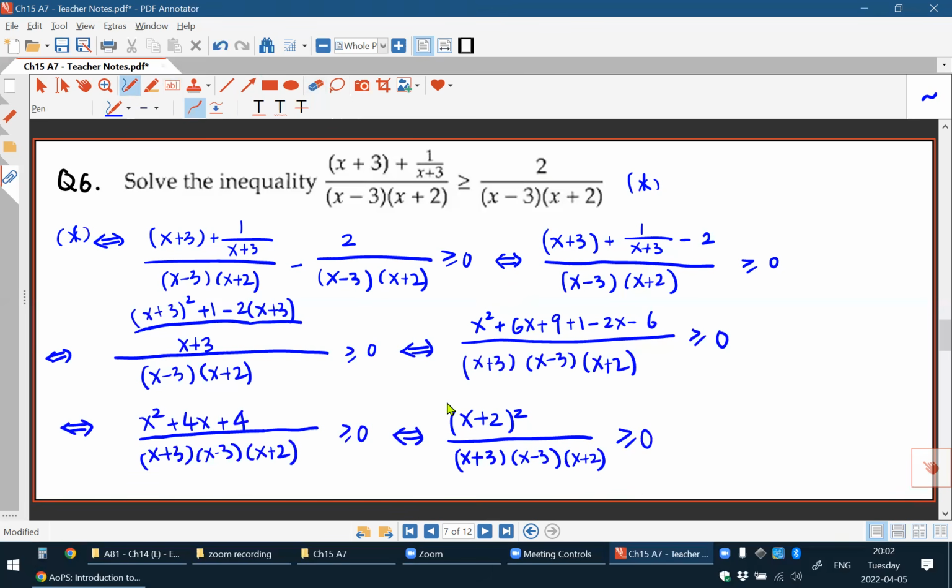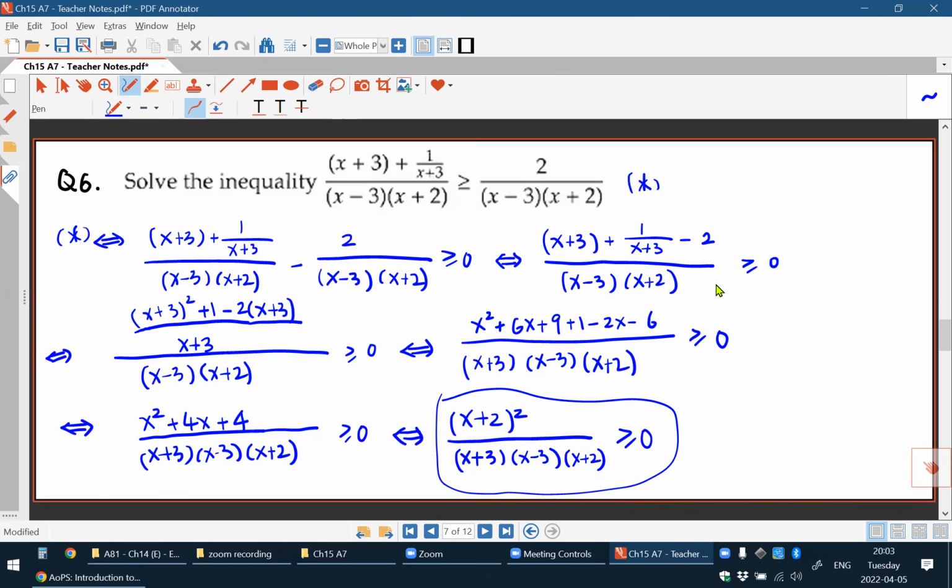Okay, now the task is to find the solution to this inequality, which we already know how to solve, right? If you have a ratio that is greater than or equal to 0, usually we need to detach it into two different problems. One of them is an equation and the other one is an inequality, right? Understand?